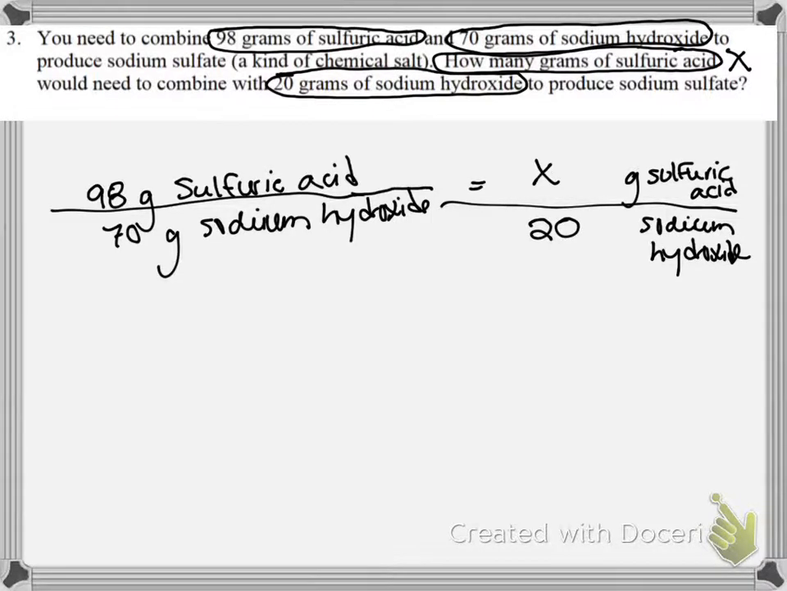And again, the way that I figured that out was really simple. All I did was made sure that these units and these units match each other, and then I made sure that these units and these units matched each other. Okay, there has to be symmetry there. So we have 98 over 70 equals x over 20, right? This is the easier part of it.